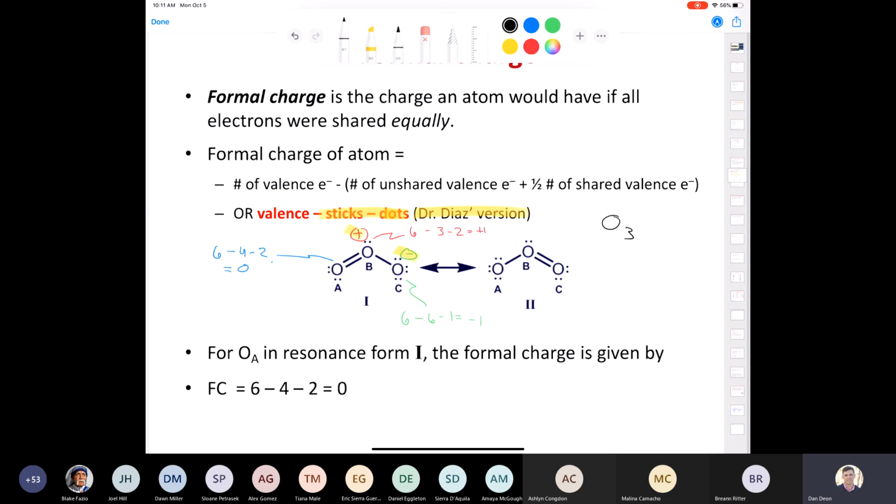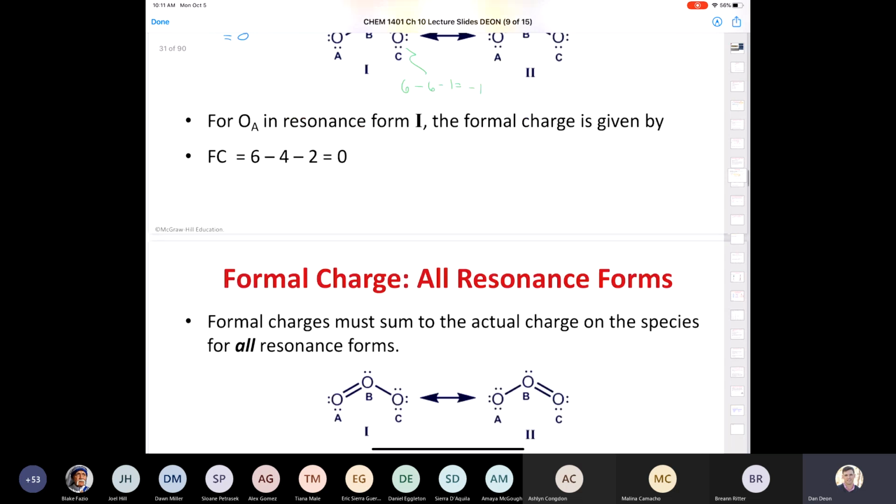If you want to calculate the formal charges in the second resonance structure, number 2, you'll see that they're -1 and +1. Don't believe me? Give it a try. I say do try this at home. Make sure that you're able to calculate formal charge.